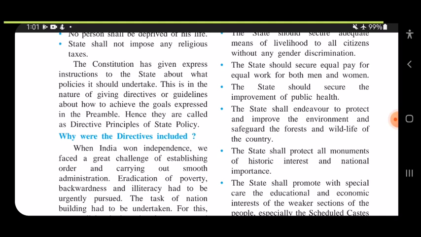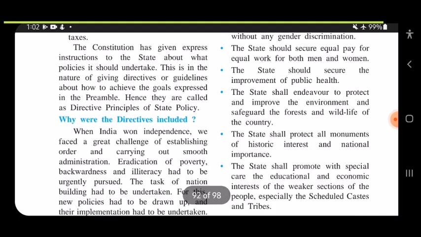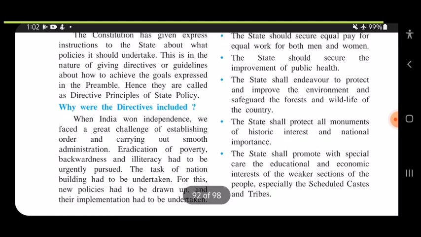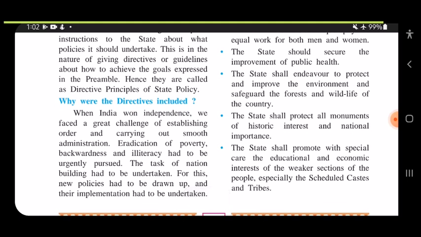Then the third, the state should secure the improvement of public health. There should be improvement, proper hospitals, proper medical stores for the medicines. The state shall endeavor to protect and improve the environment and safeguard the forest and wildlife of the country. We also need to protect the environment because nowadays we see our forests are being cut down. Why is it being cut down? In order to construct buildings, because the population is growing and people don't have a place to live.